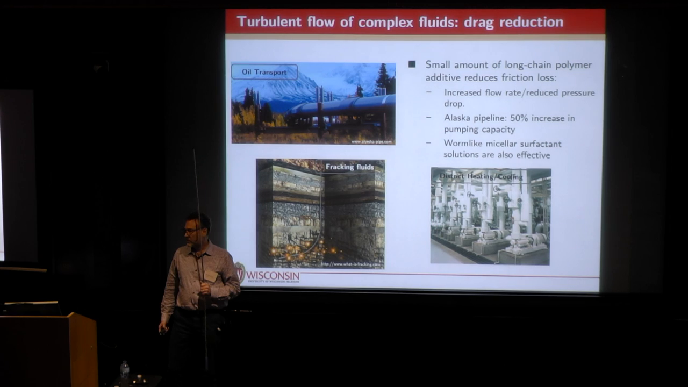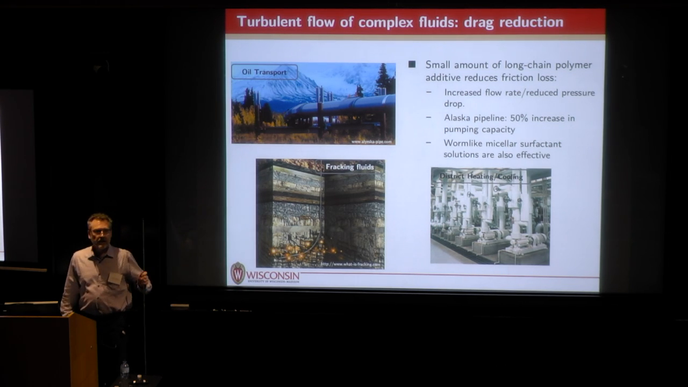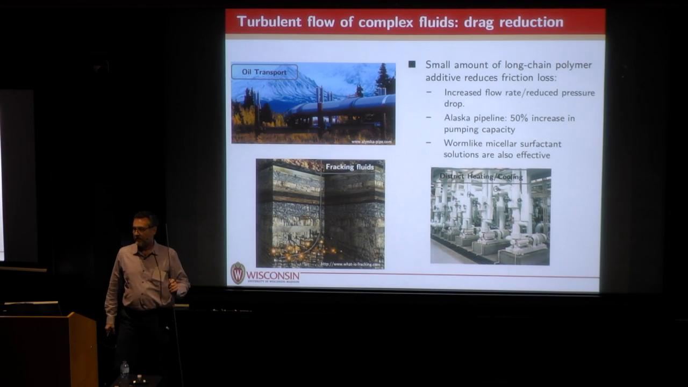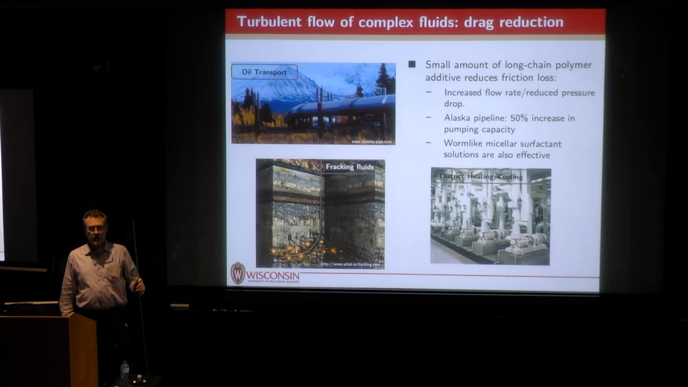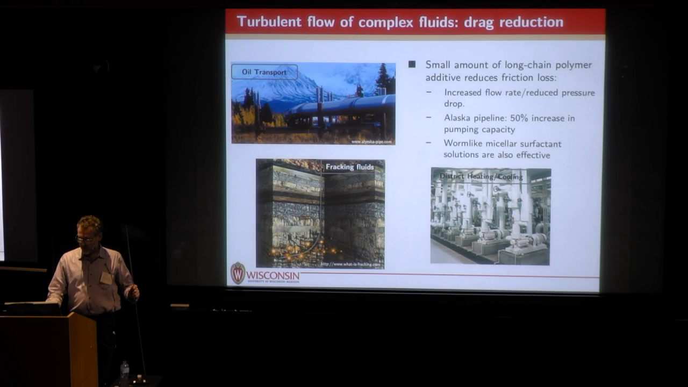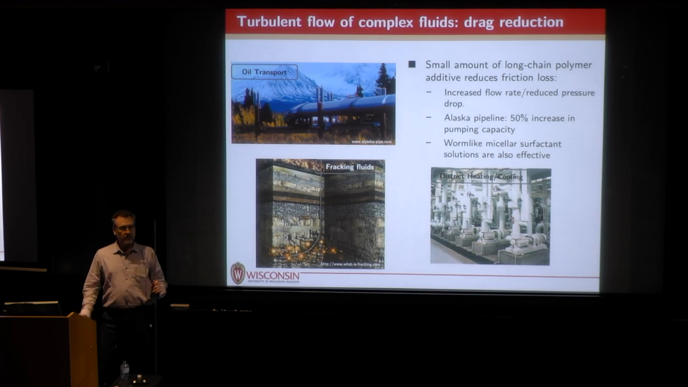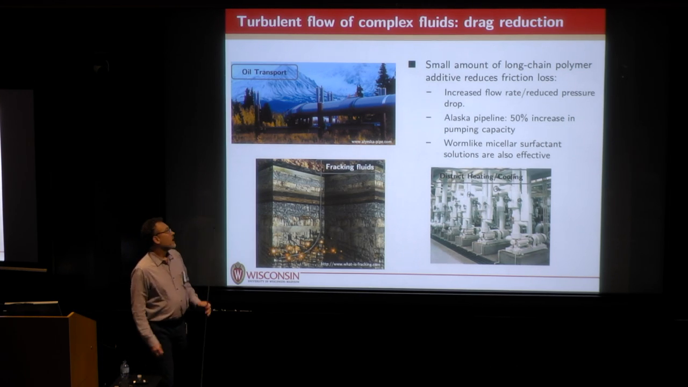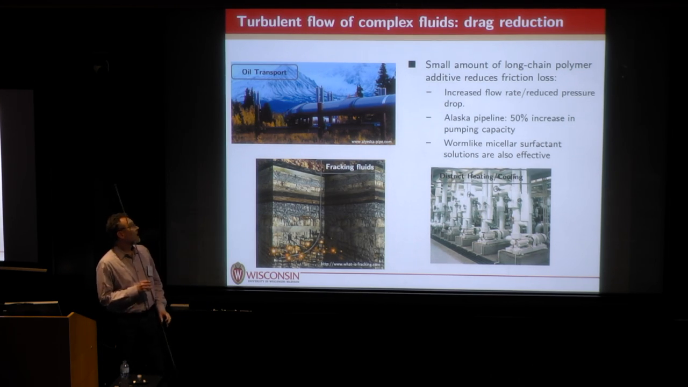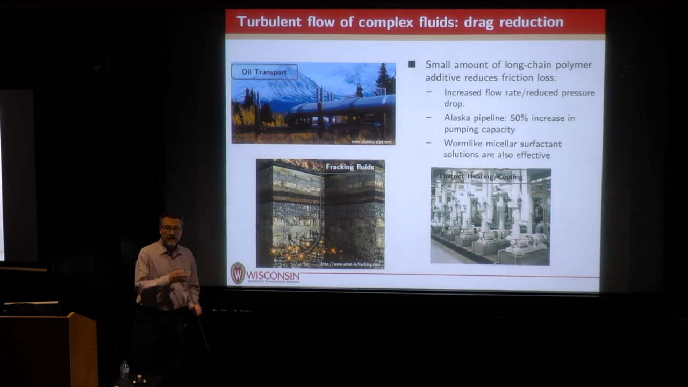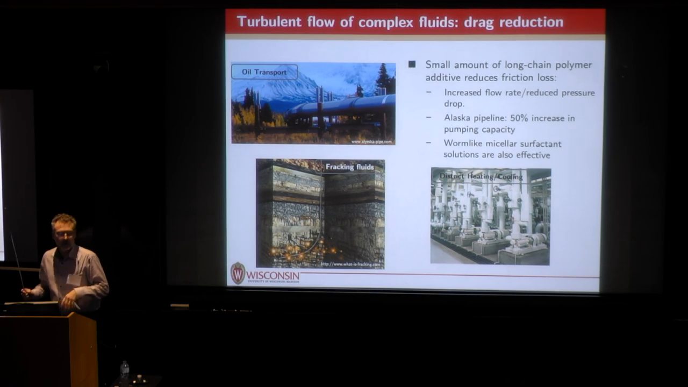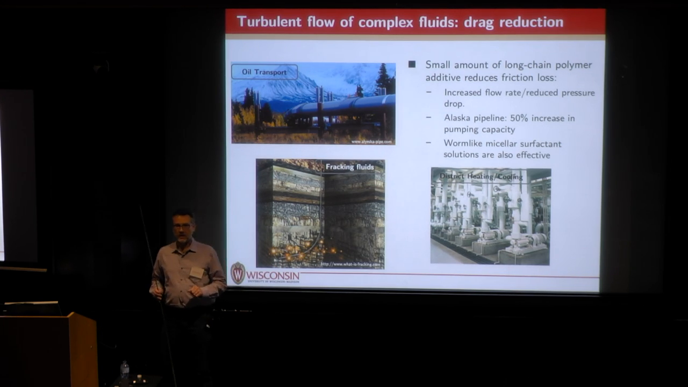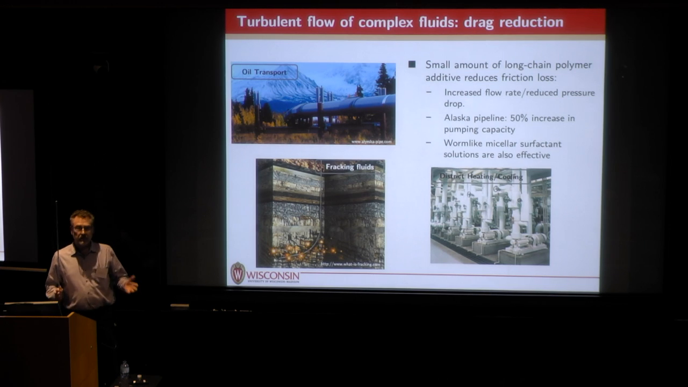The problem that we're interested in is an observation that's been known for quite some time, since World War II, that if you add small amounts of long-chain polymer molecules to a fluid, then you can dramatically reduce the energy consumption in the turbulent flow regime. The canonical application is the Alaska pipeline, where they add small amounts of oil-soluble polymers at every pumping station, and it dramatically reduces the energy consumption. So this is a widely used phenomenon.